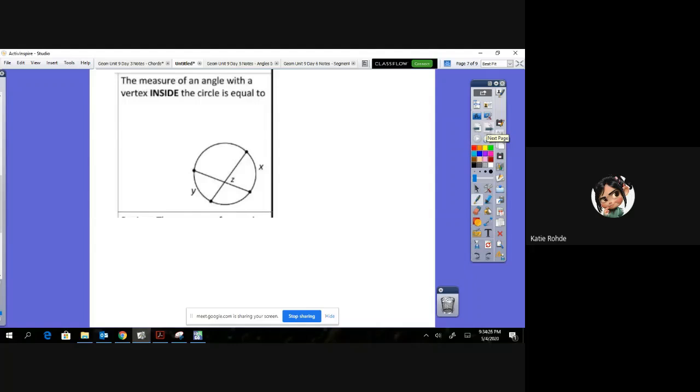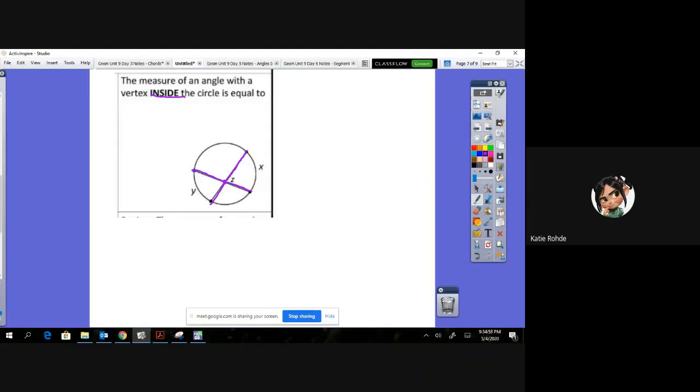The measure of an angle with a vertex inside of a circle is equal to... like I said, the vertex is inside the circle. Z is not the center, so this is not a central angle. That's something of importance you need to know. It's just inside the circle somewhere, and this is what happens when you have two chords that intersect.